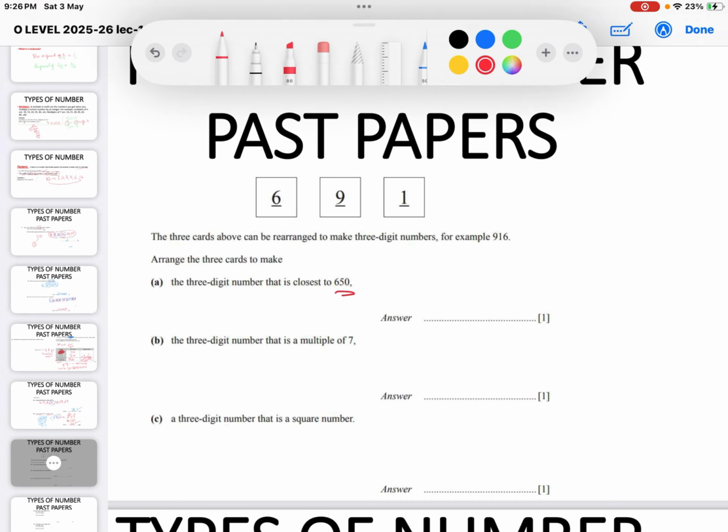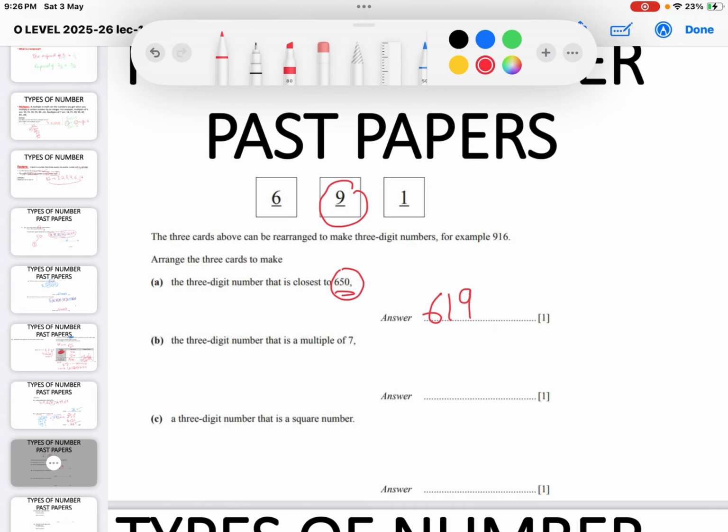Okay, now 650 means I have to first write 6. I will not write 9 in the second digit, so I have to make 1 and then I have to make 9. So that's it. Very simple concept. There is no confusion in this. 619, we have a number.